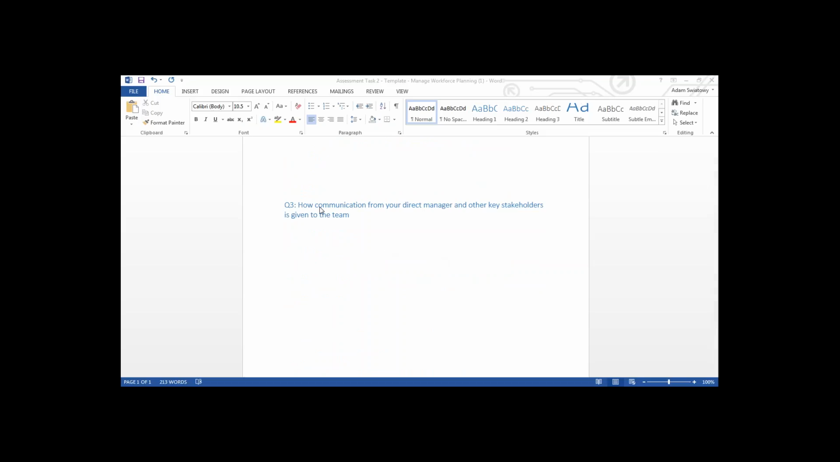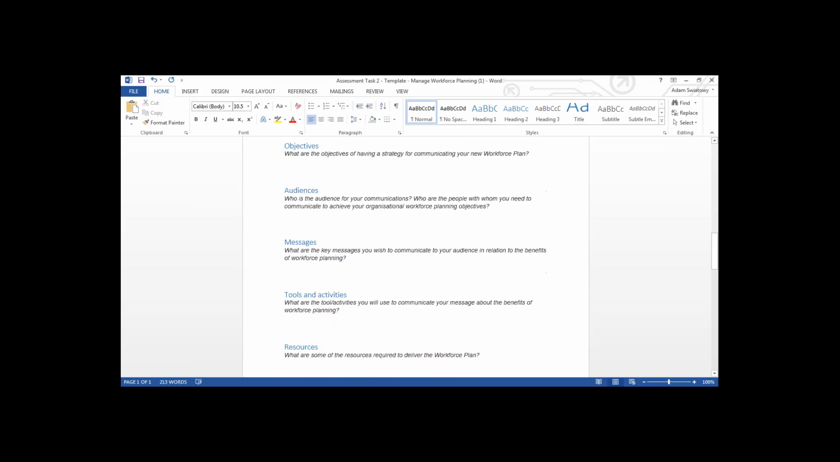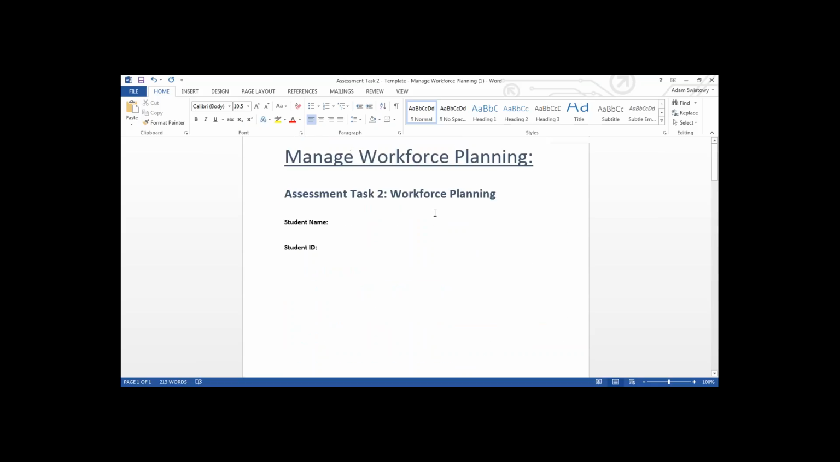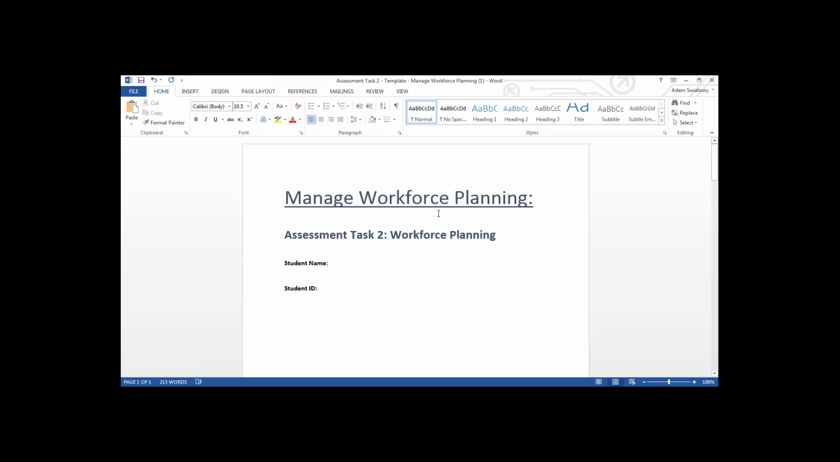For this last question, you are responsible for the rollout of your new workforce plan. So how is communication from your direct manager or other people involved going to come back to you and your team? Okie dokie, and that is all you'll need to do for assessment task 2, which is your communication strategy for the workforce plan that you've created as part of assessment task 1.